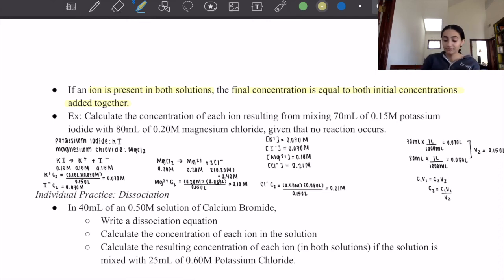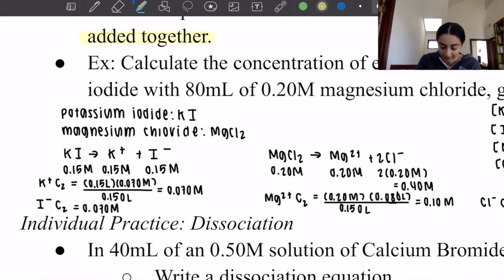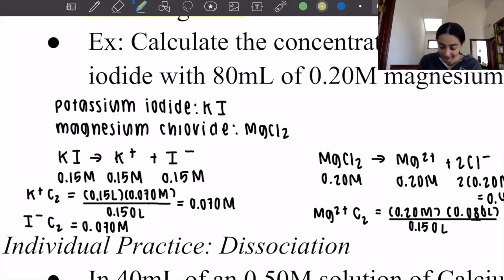So here's our example problem. Calculate the concentration of each ion resulting from mixing 70 milliliters of 0.15 molarity potassium iodide with 80 milliliters of 0.20 molarity magnesium chloride, given that no reaction occurs. So you're just mixing them, they're not reacting. So I first wrote out the formula for both of those: potassium iodide KI, magnesium chloride MgCl2. So then I wanted to calculate my initial concentration for potassium iodide and magnesium chloride.